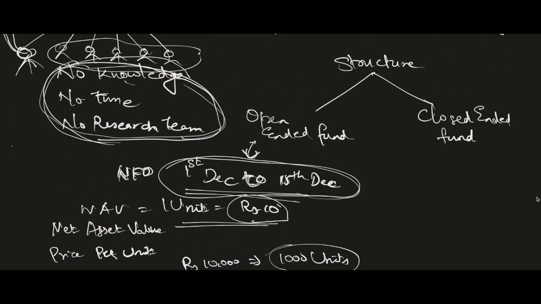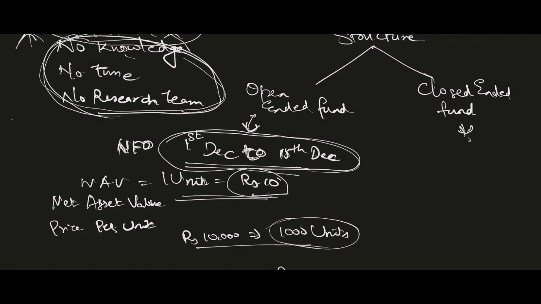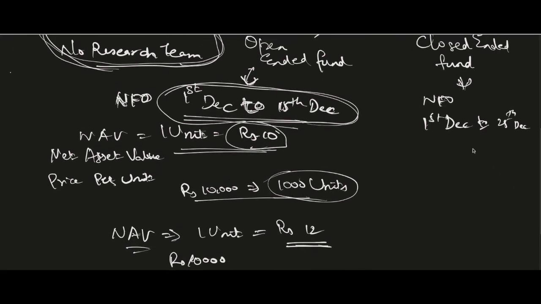Whereas for a closed-ended fund, if this fund is coming into the market, and let's say the new fund offer is from 1st December to, let's say, 25th December, during this time whoever is investing will get units. However, once it crosses 25th December, one cannot invest in it. That's why it is called a closed-ended fund. It is closed. It is open only during the new fund offer time.